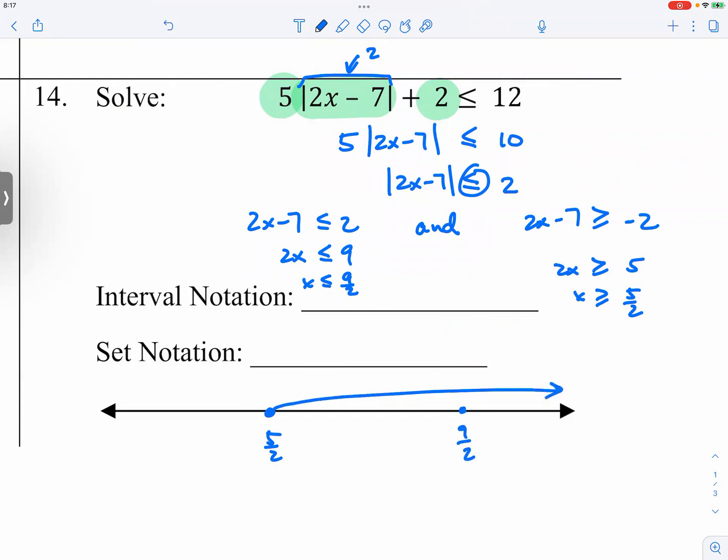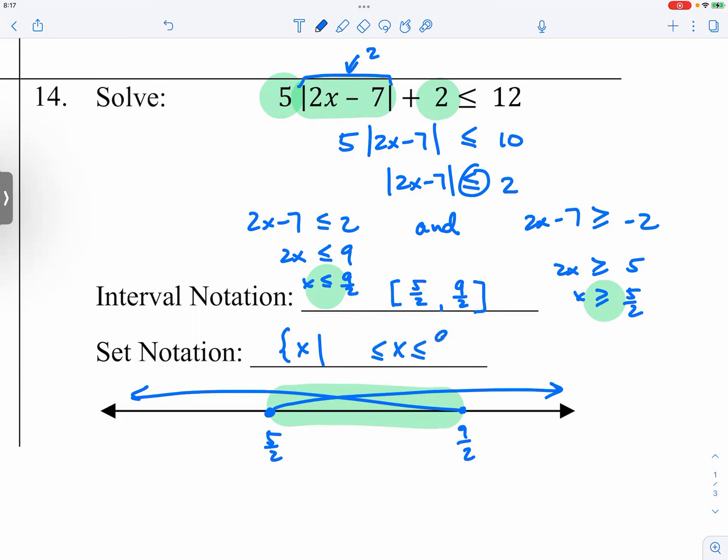It's an and relationship. So that means we are looking at the region that they overlap with each other, which is right here. For interval notation, it will be bracket 5/2, comma 9/2, close bracket. We use bracket because we will include both of these two values. That's why we use bracket. And we say include because there's an equal sign in the inequality. And for set notation, we'll say x such that, and then we just go ahead and write down the compound inequality because it's a lot more convenient than writing 2 separate things.